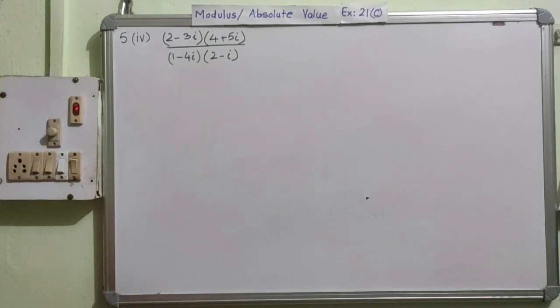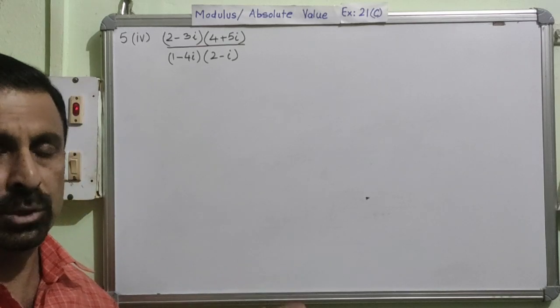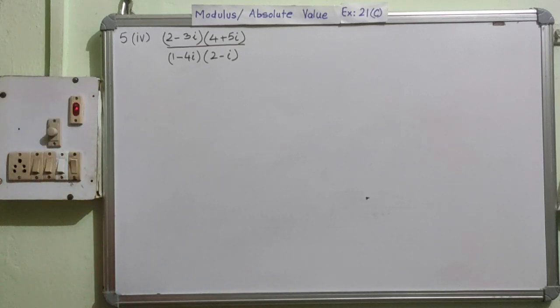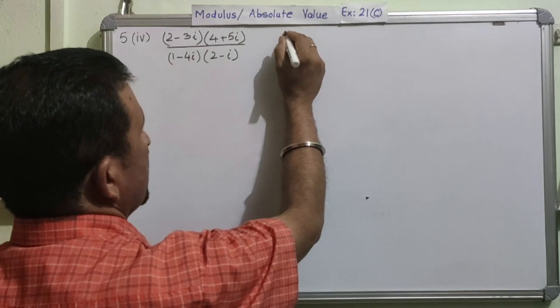Now we are taking question number 5, Roman number 4. This is the given expression, and we have to use the appropriate property and solve it. We have to find the modulus of the given expression by using the appropriate property. So for this question, the property that we are going to use will be somehow like this.